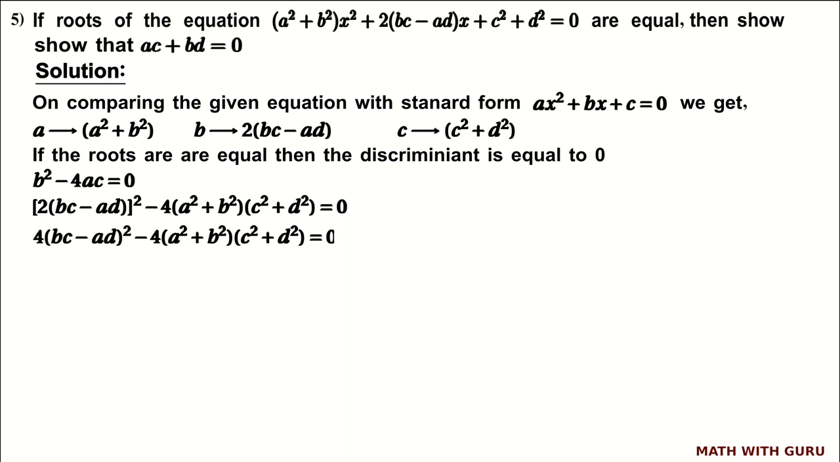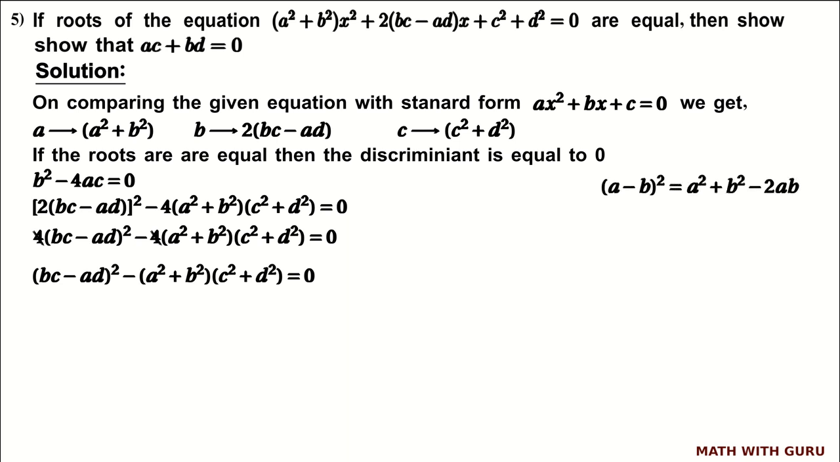2 into 2 is 4. 4 into (bc minus ad) whole squared minus 4 into (a squared plus b squared) into (c squared plus d squared). 4 is a common factor here. Let us cancel them out. What remains? (bc minus ad) whole squared minus (a squared plus b squared) whole multiplied by (c squared plus d squared) equals 0. Let us expand the first term using the identity (a minus b) whole squared equals a squared plus b squared minus 2ab. Here a is bc, b is ad.